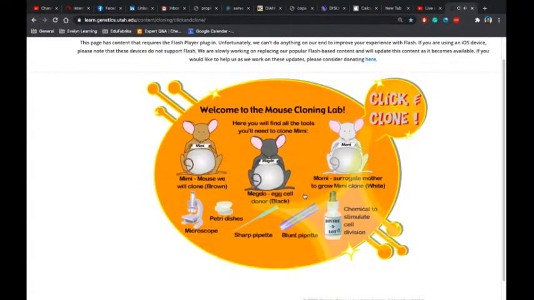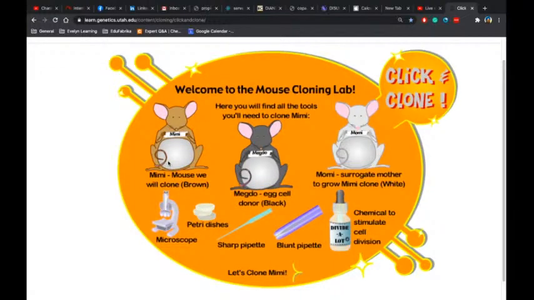Let's start with it. To do the cloning, what do we need? You need a Mimi mouse, a Magdo mouse, and a Mommy mouse. So we need three mice. The Mimi mouse we clone is brown in color. Magdo, who will carry the egg, the egg cell donor, is black, and the white one is a surrogate mother to grow the Mimi clone. So she will grow the Mimi clone.